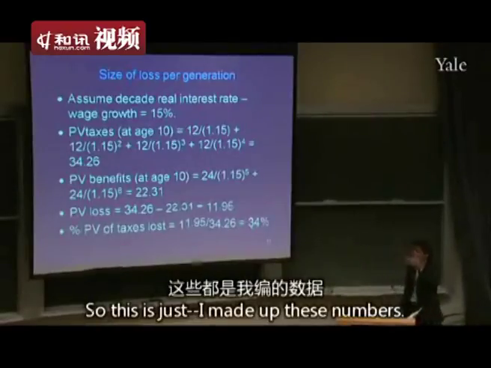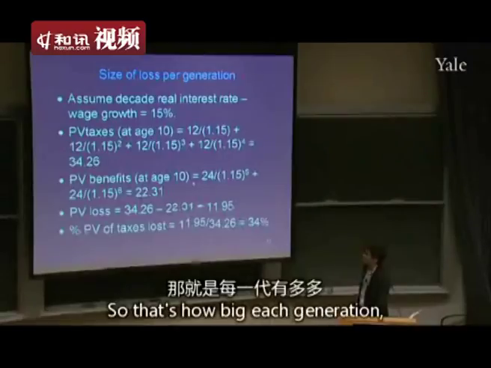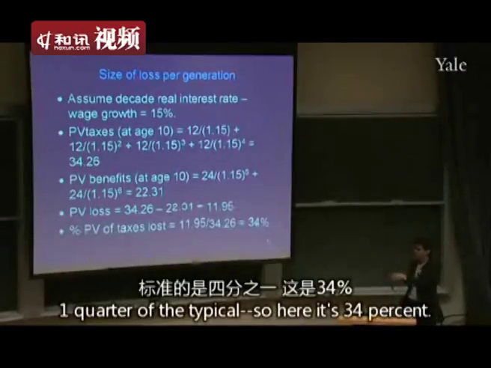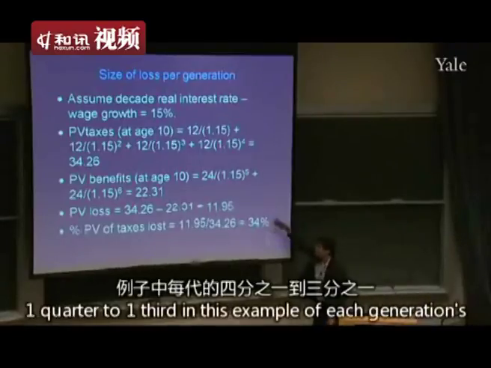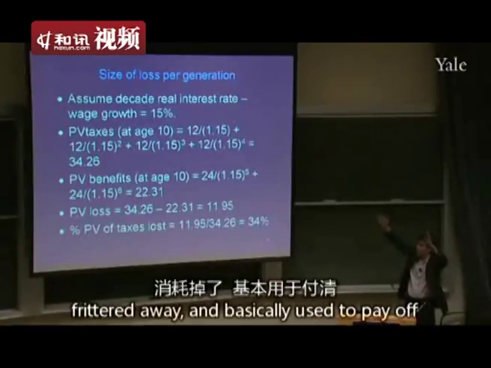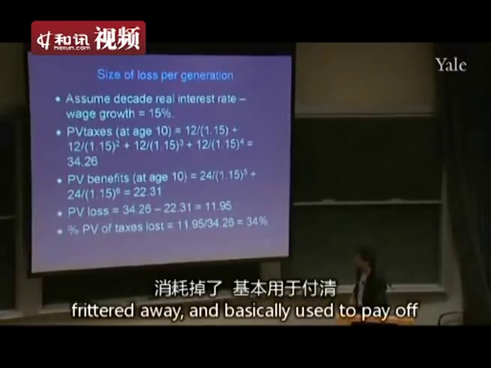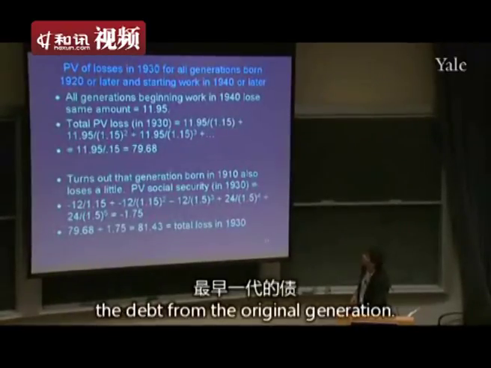So I just made up these numbers. The actual loss, which I computed for the real economy, is around 25%. So that's how big each generation, a quarter of the typical, so here it's 34%, a quarter to a third, in this example, of each generation's Social Security taxes are simply being lost, frittered away, and basically used to pay off the debt from the original generation. Okay?